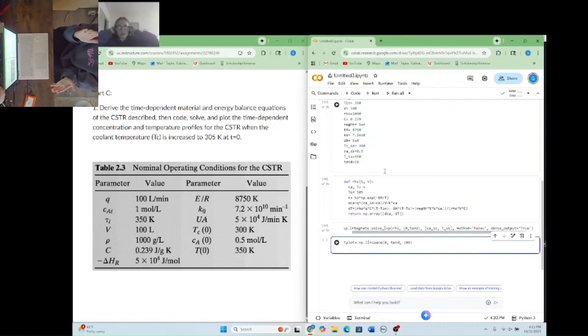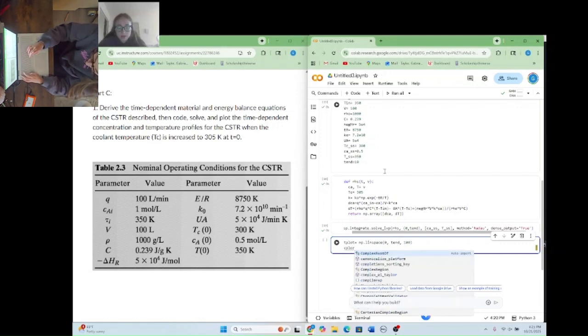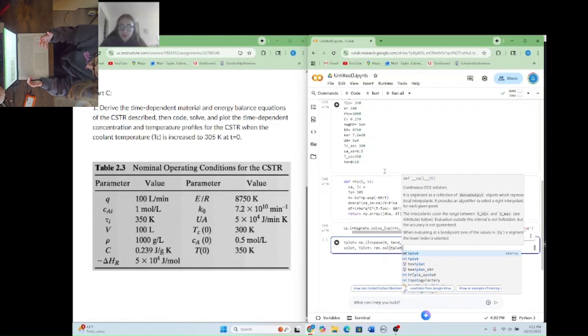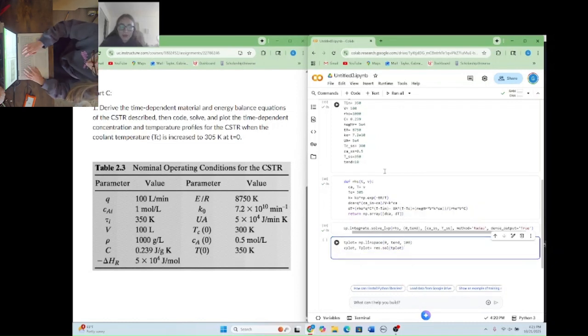Next thing after this, now we have our two graphs, right? So in our vector, we're having our concentration and our temperature. So we need to split those two graphs because we want to see two independent graphs from each other, so we can see that relationship, right? So we're going to have a C plot and then a temperature plot, right? And that's going to be equal to our res.sol, and then that's going to be based off of our t-plot.